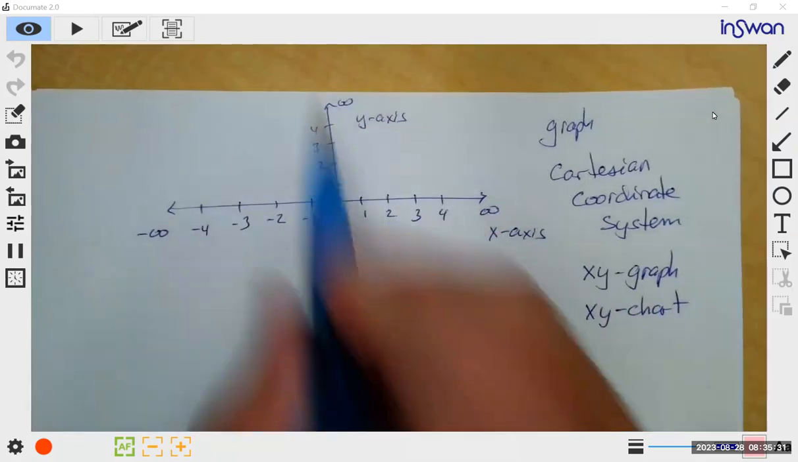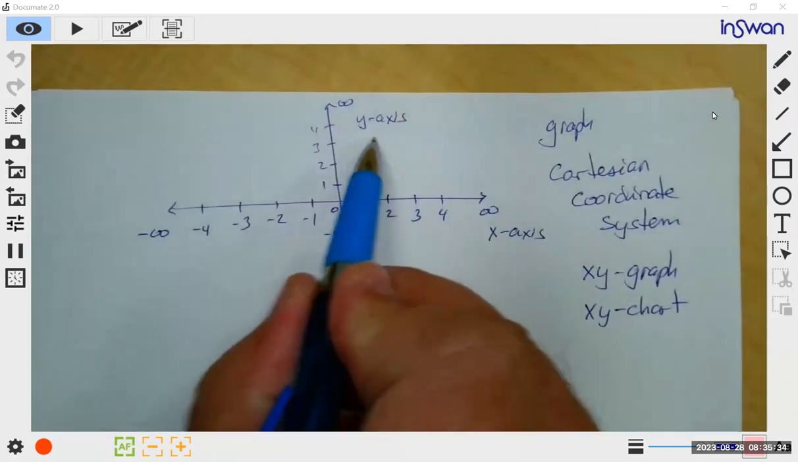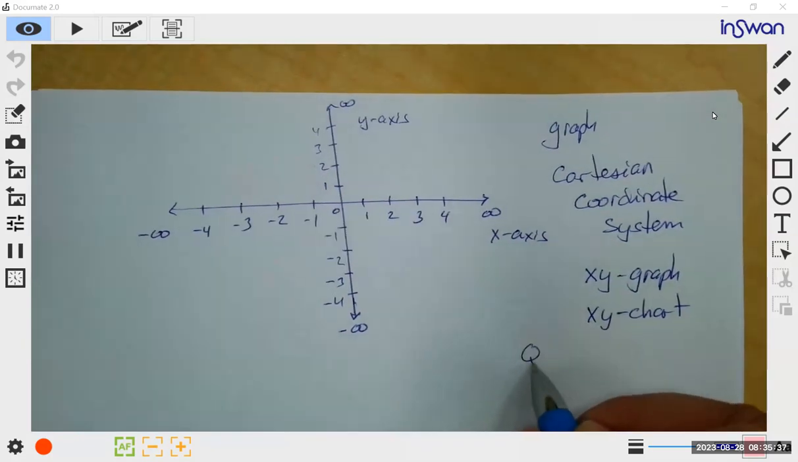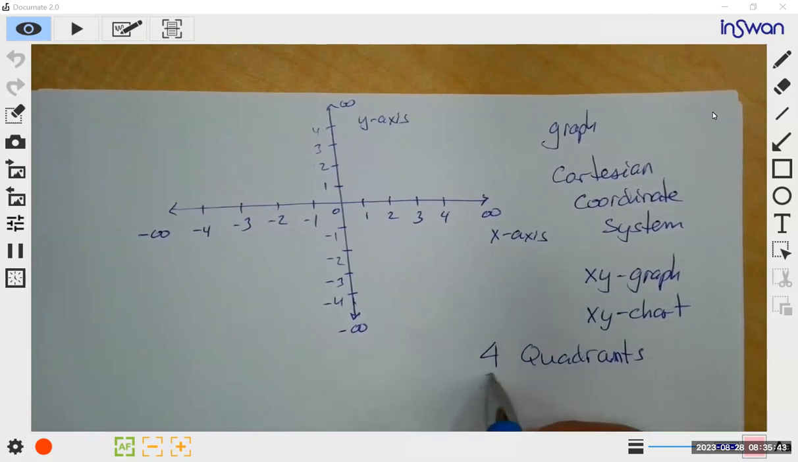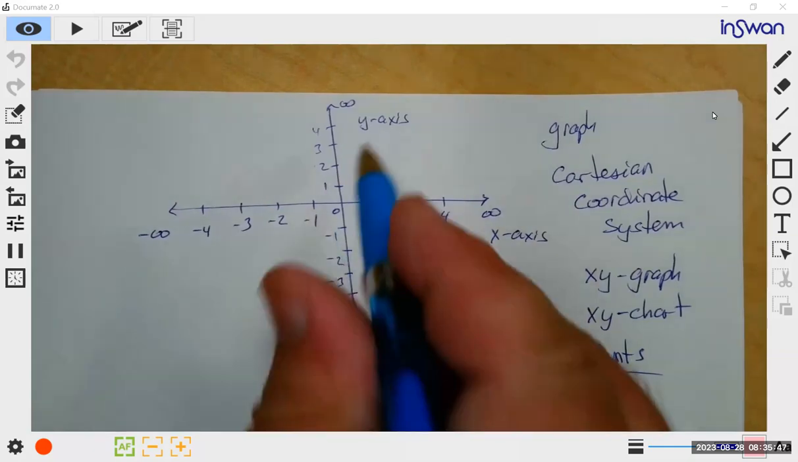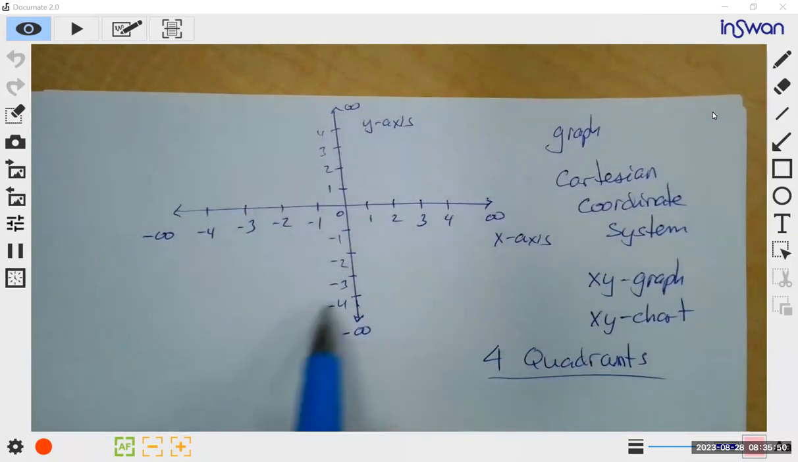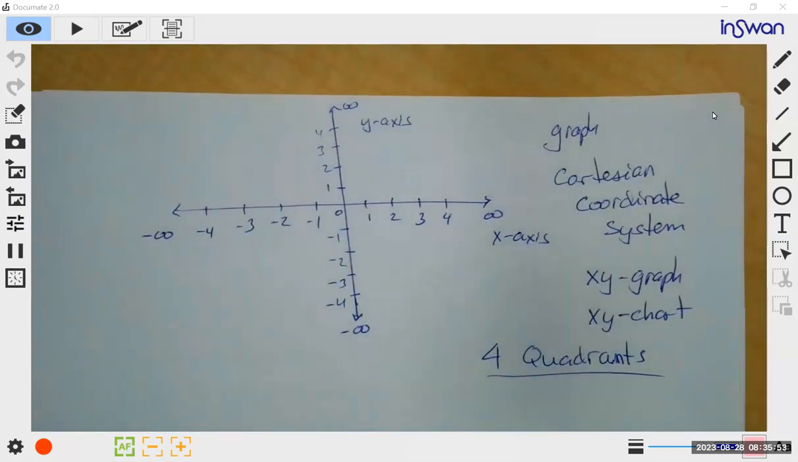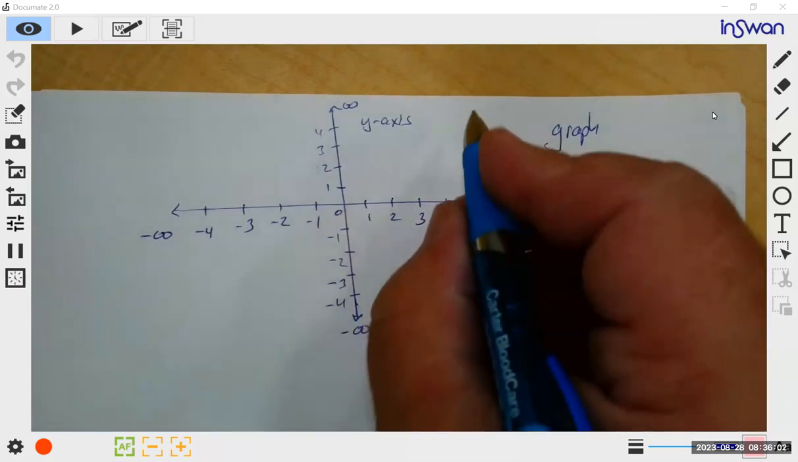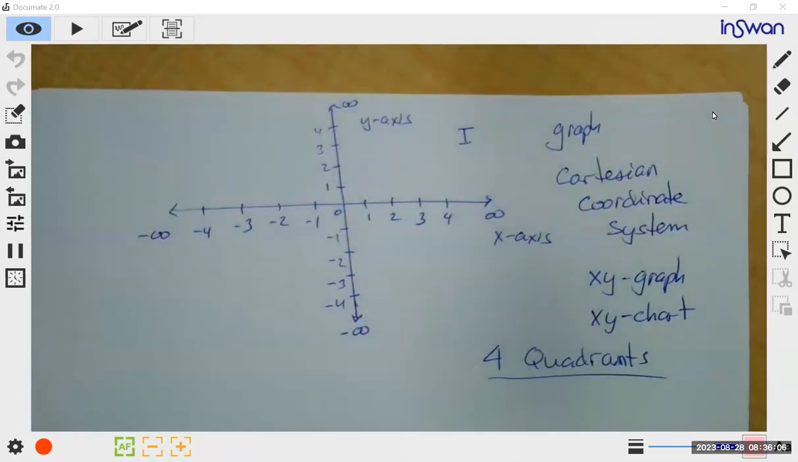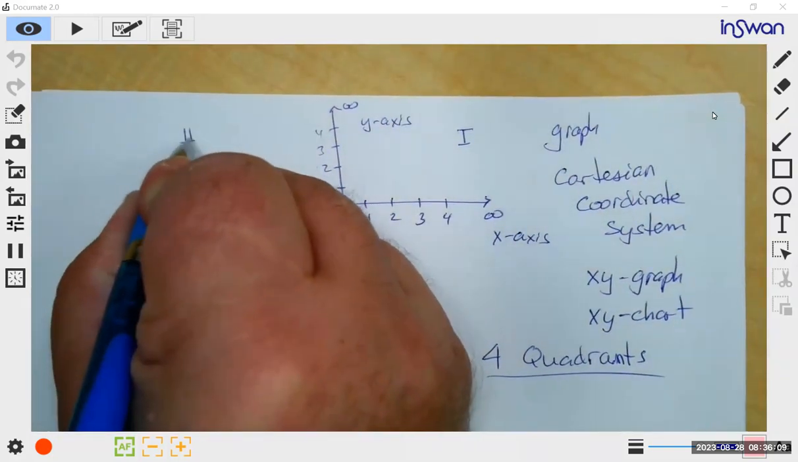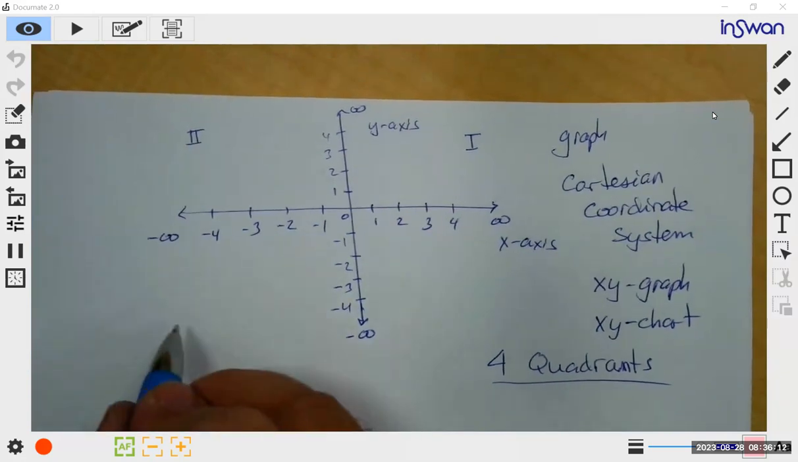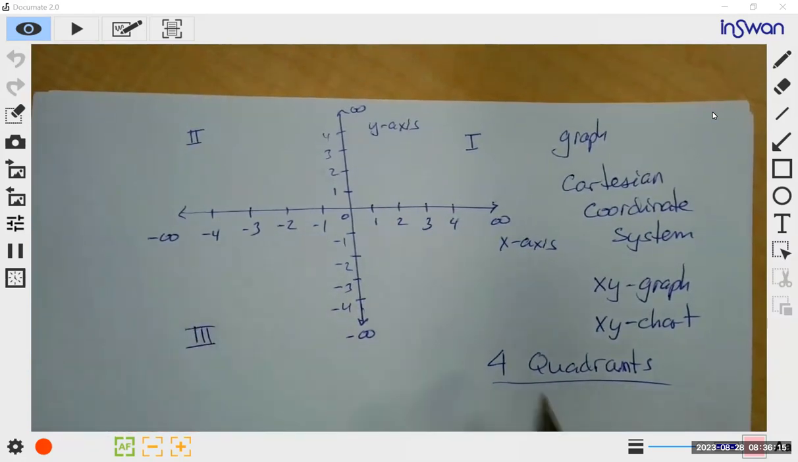We know the horizontal axis and the vertical axis. We have four, well, these are called quadrants. We have four quadrants. A quadrant is this box, this box, this box, this box. How do you think they numbered them back then? Where do you think quadrant one is? Top right? Okay, this is quadrant one. Where's quadrant two? Quadrant three? Quadrant four.